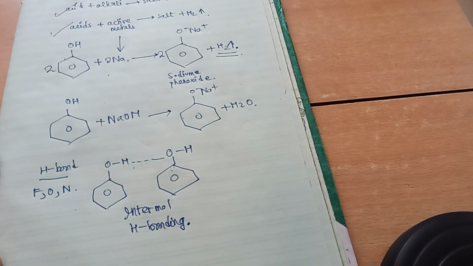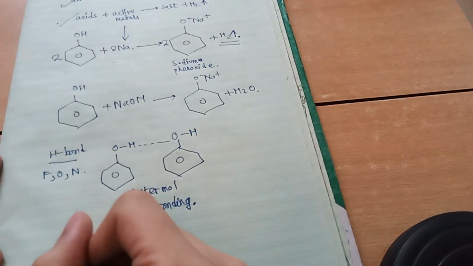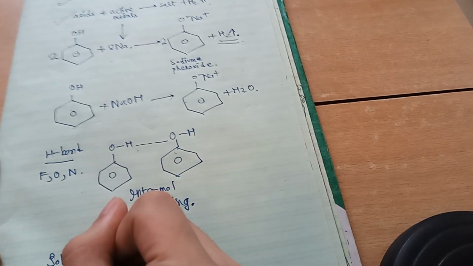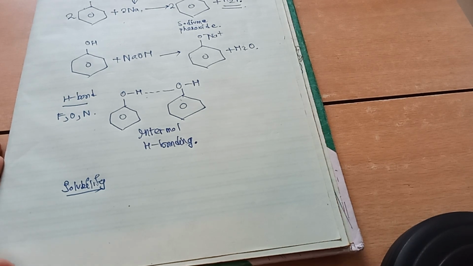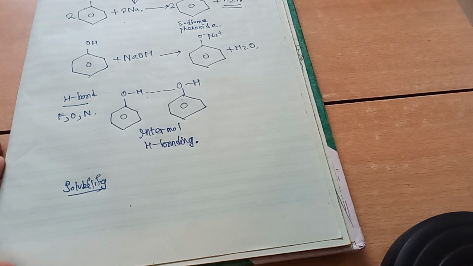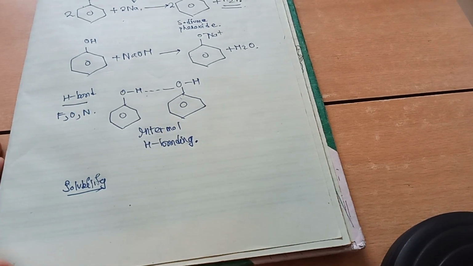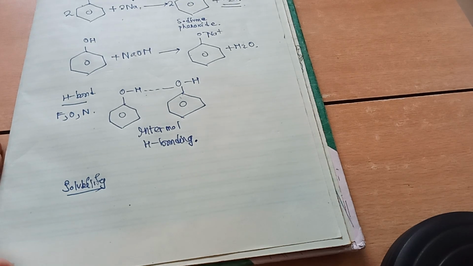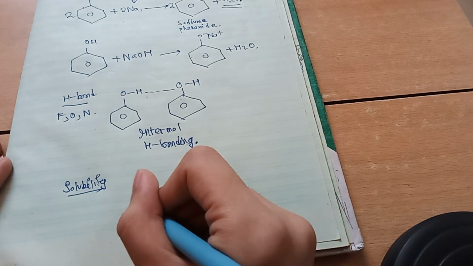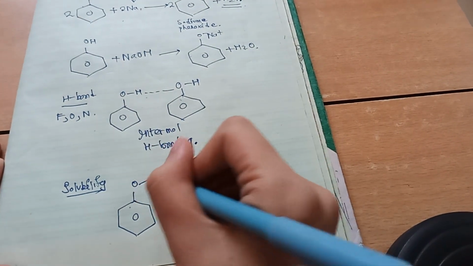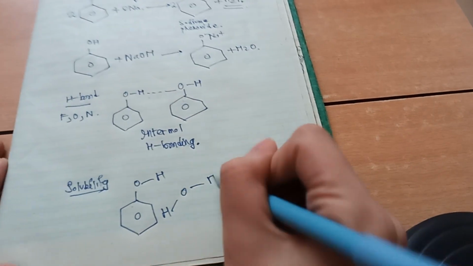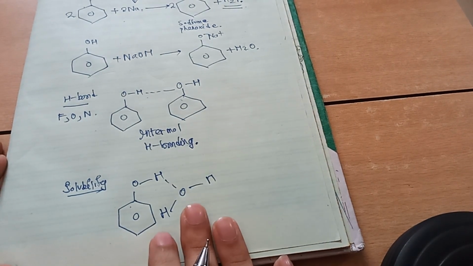Okay, now we have to determine another important thing, that is solubility. If a compound has to be soluble in water, then it should form hydrogen bonds with water. That is the criterion for an organic compound or a non-polar compound to be soluble in water. You can obviously see that phenol does form hydrogen bonds, so it can also form hydrogen bonds with water. So it is definitely soluble in water.